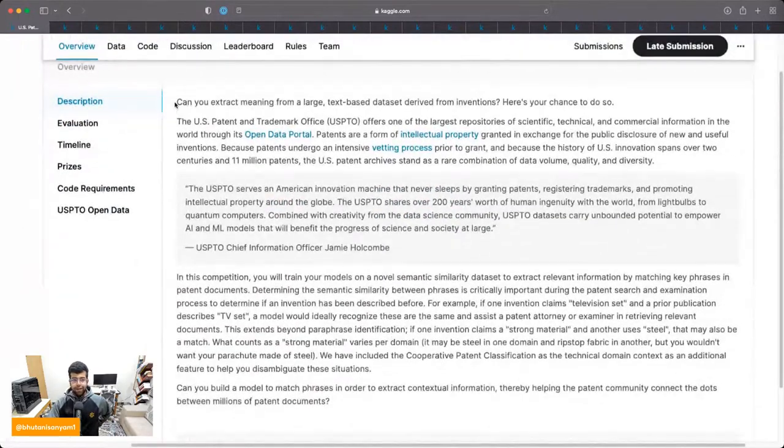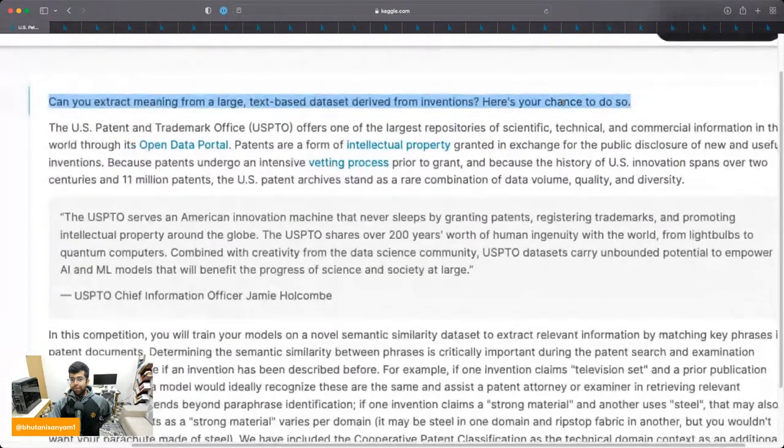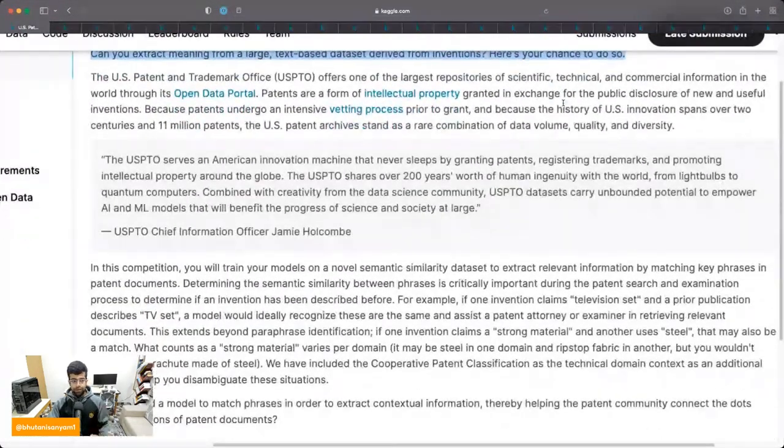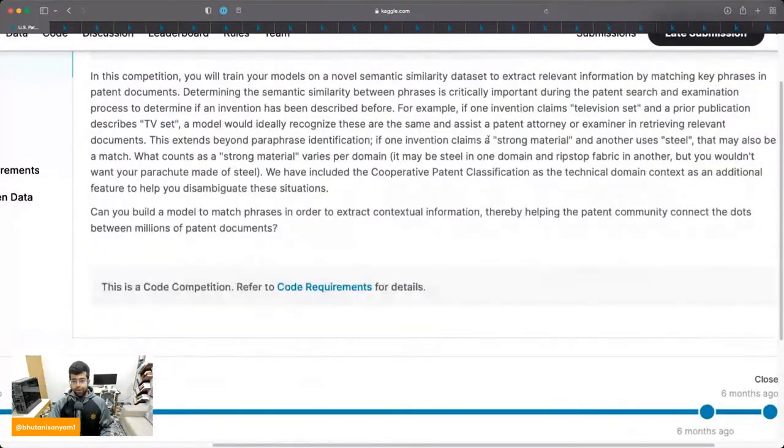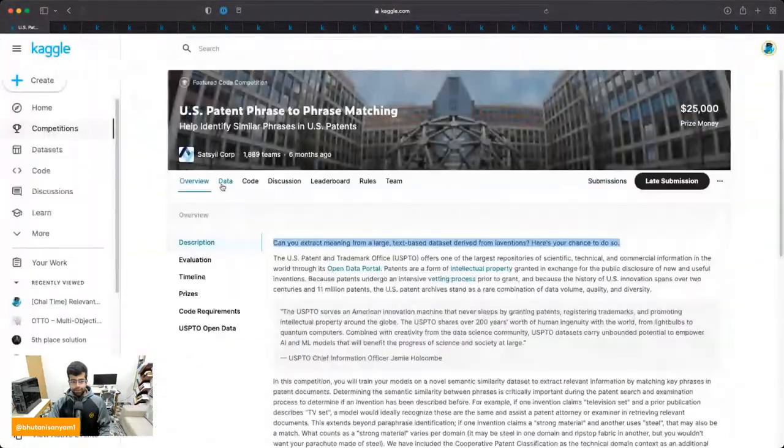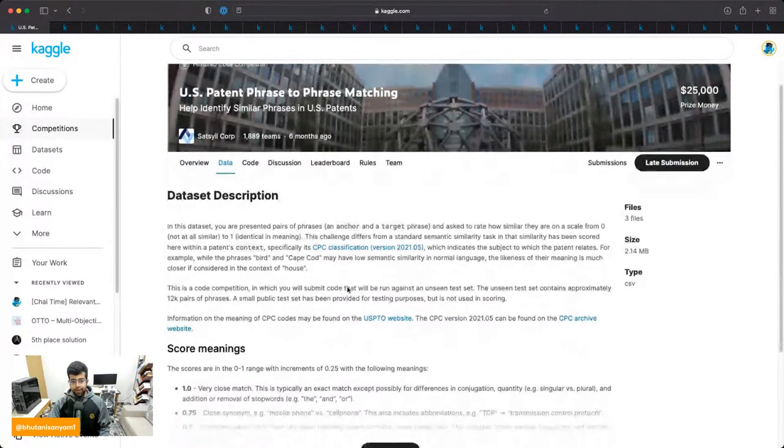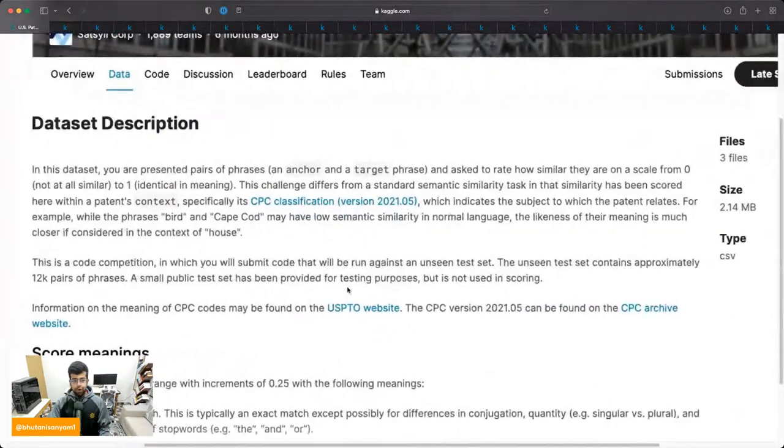They talk about, can you extract meaning from a large text-based data set derived from inventions? Here's your chance to do so. They talk about where the data set comes from. If you look inside the data set, you are presented pairs of phrases, an anchor and a target phrase, and you are asked to rate how similar they are on a scale of 0 to 1. 0 being not similar, 1 being identical in meaning.